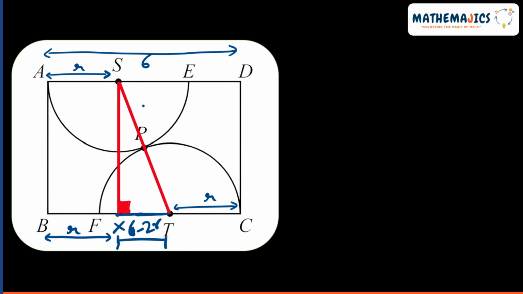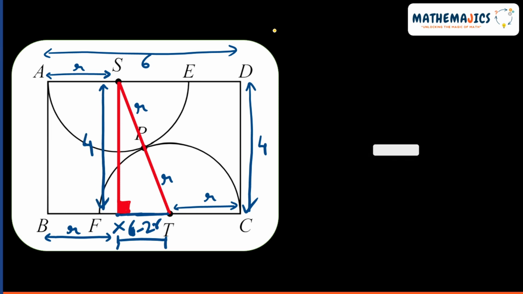Now if you look at SP, SP is also a radius and PT is also a radius. That means ST becomes 2R. And what was the width? The width of the rectangle was 4. So if the width is 4, definitely SX is also 4.